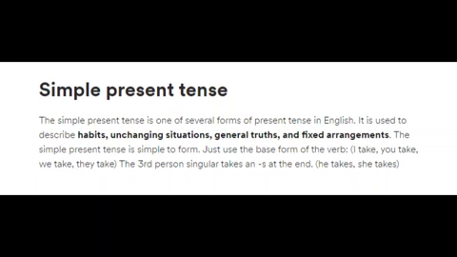For example, I take, you take, we take, they take. Here the basic form is take. We just use the subject I, you. The third person singular takes an S at the end. He takes, she takes. So you should keep this in mind. Third person singular always takes an S at the end.